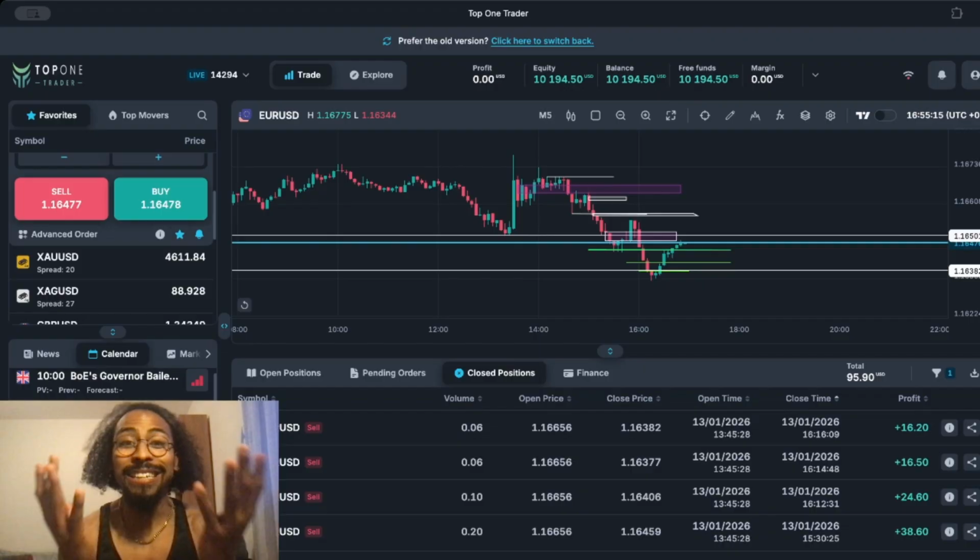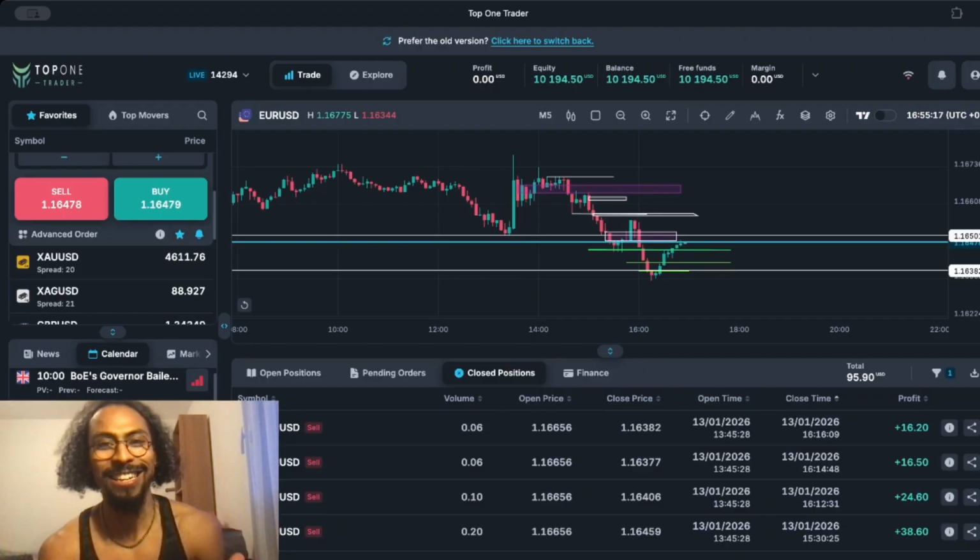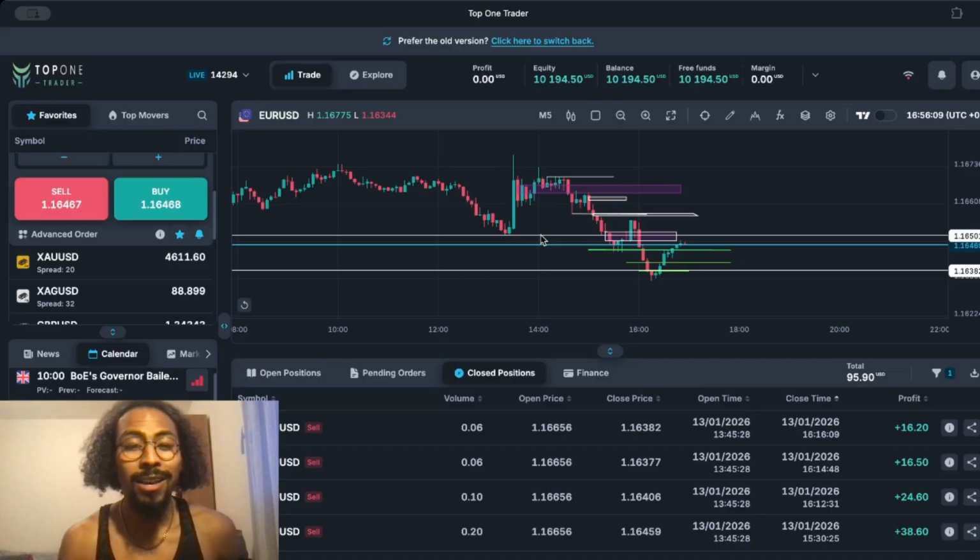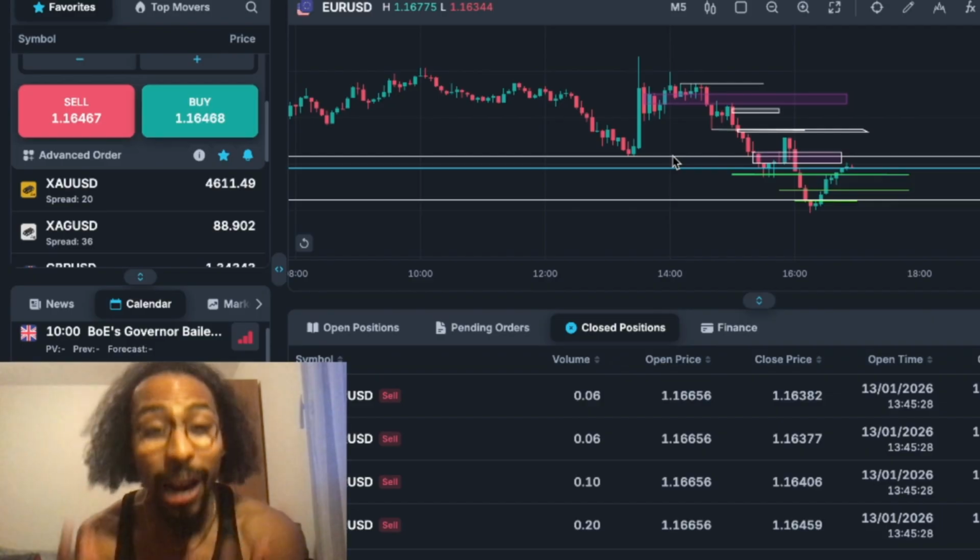What's good, boys? We took a dub, you know what I'm saying? I'm up $95 today, y'all. Only took one trade, and this trade right here was very high probable. Let's break this down.